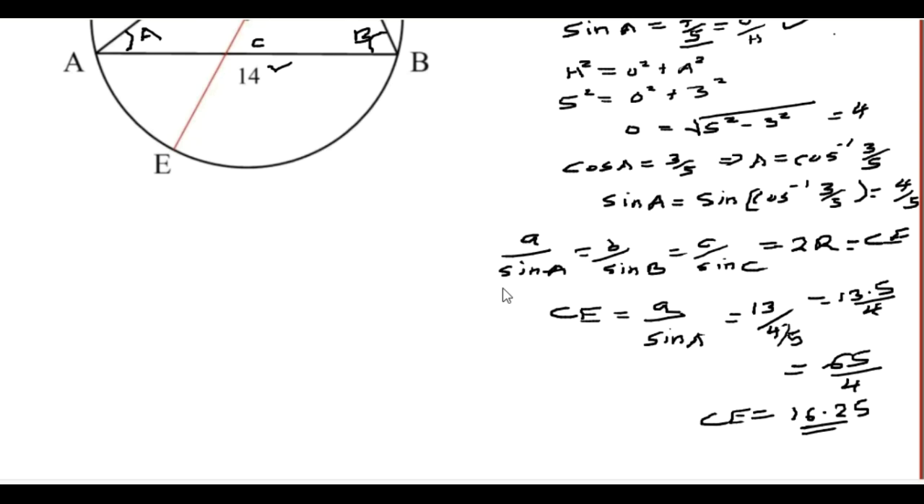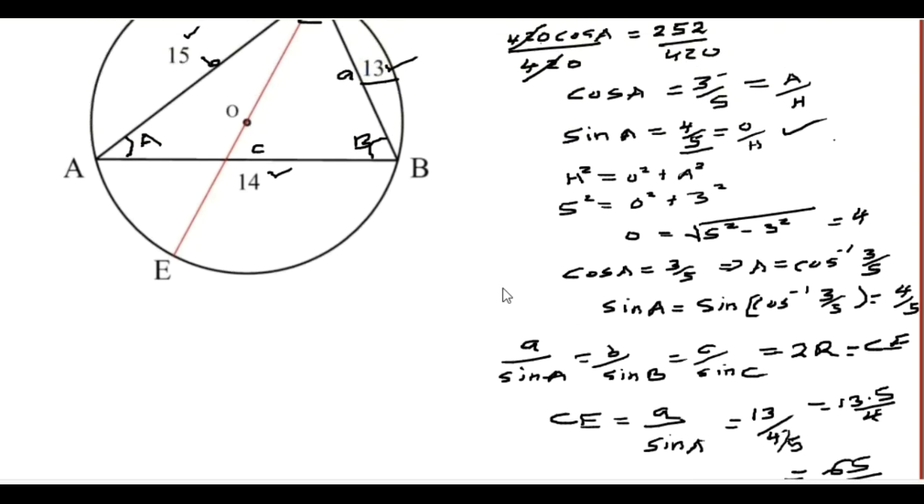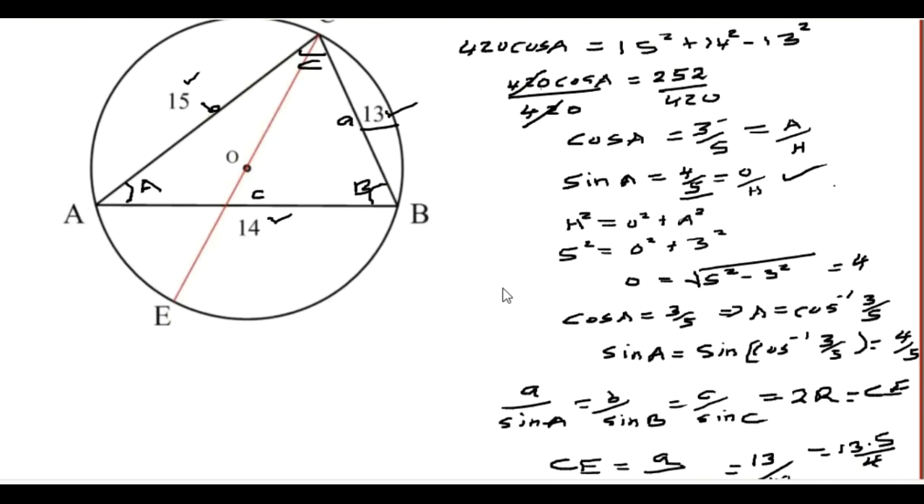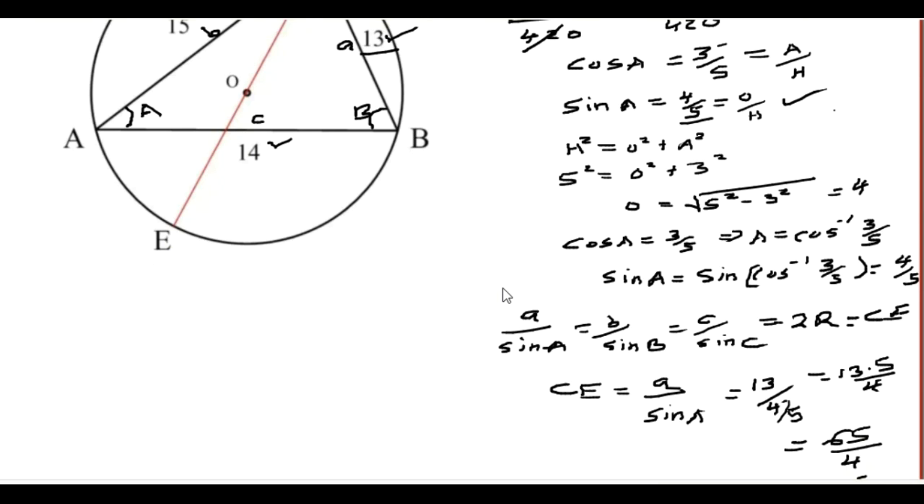Ladies and gentlemen, that is the simplest means to determine the diameter of a circle given a circumscribed circle, using the cosine and the sine rule without using the Thales theorem and the congruences.